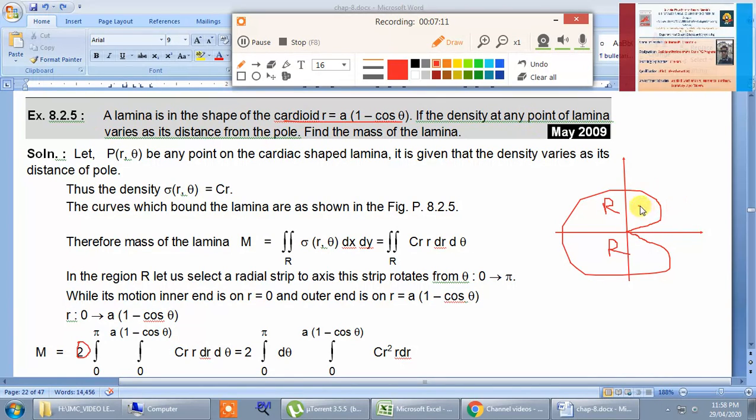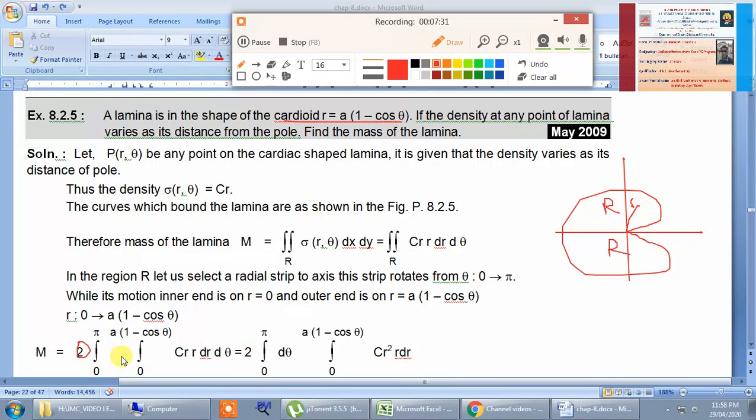So its distance from pole, suppose that any point is (x, y), so its distance from pole is under root of x square plus y square, and that is nothing but r, so r square. Its distance from pole is simply distance, therefore it will be r. So this distance will be r.